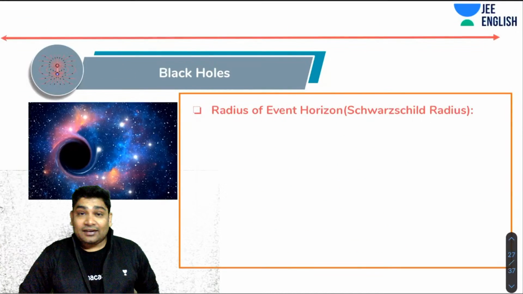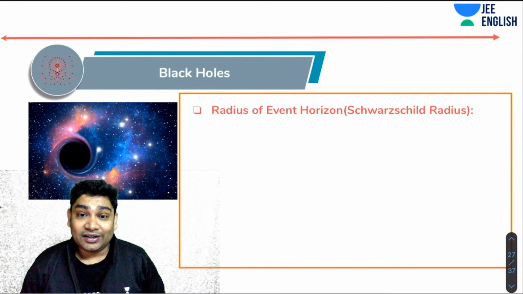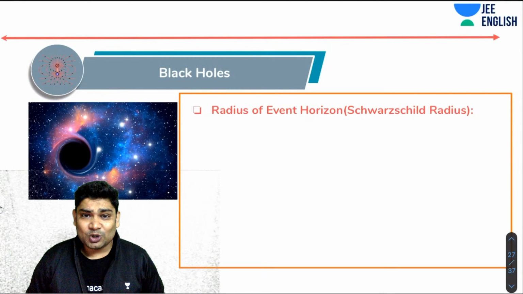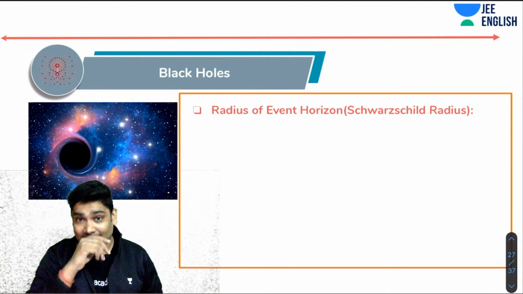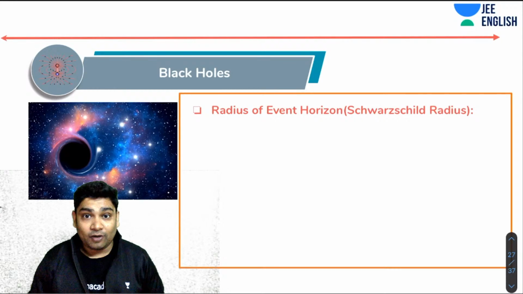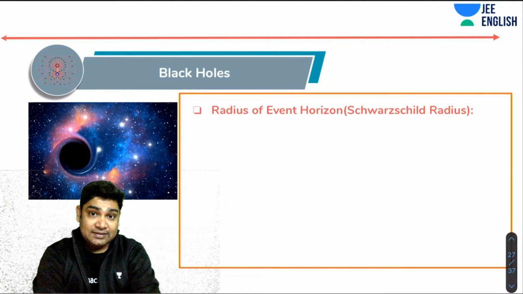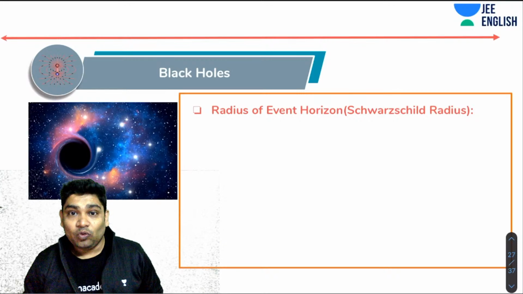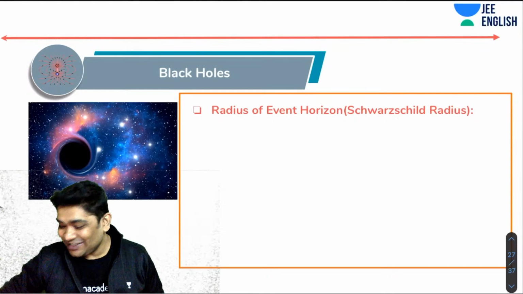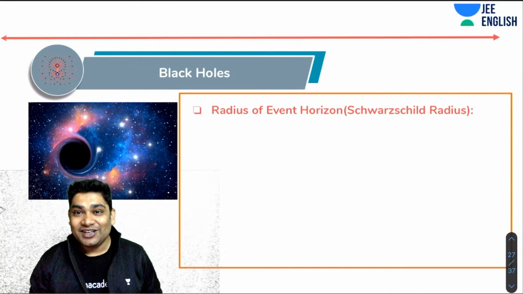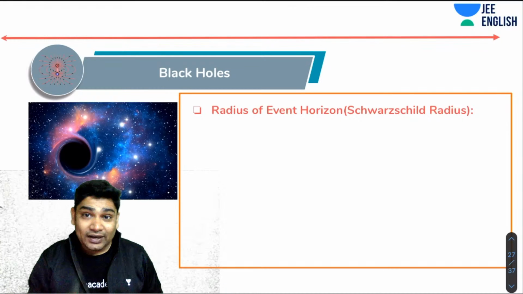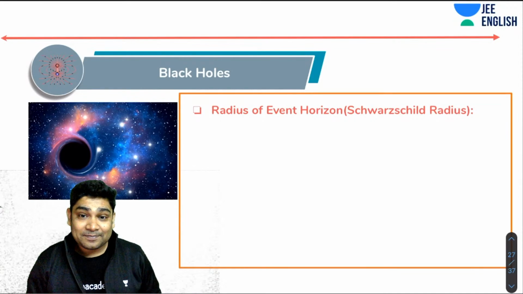Now we will try and talk about calculating the radius of event horizon. Not really for boards, but it can come as a numerical for your mains and advanced. It is just GK. Event horizon is just GK. So you can now even calculate the radius of event horizon.